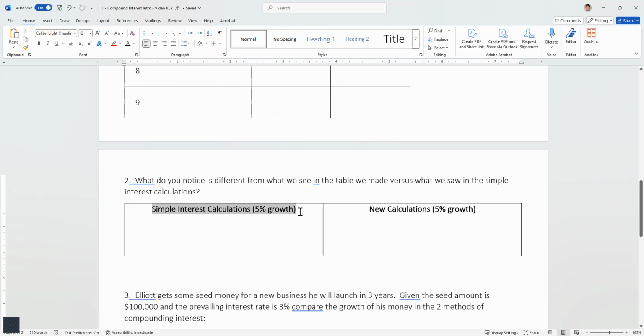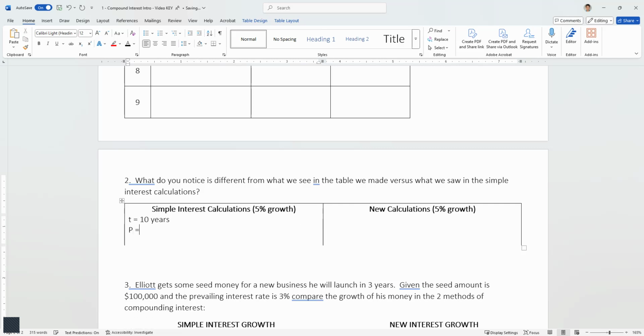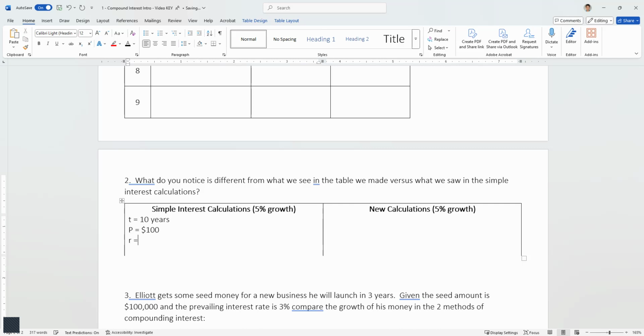So when you're doing a simple interest calculation at 5% growth, remember, we're doing this for 10 years, right? So what I want you to focus on is, hey, time is 10 years. We have, let's see, our principal was $100, right? Our rate is 0.05. Okay. And then we simply just want to know, hey, what's that calculation look like? For the new calculation, same deal. Time is 10 years. Your principal value is the same, right? Your starting value, and your rate was the same.